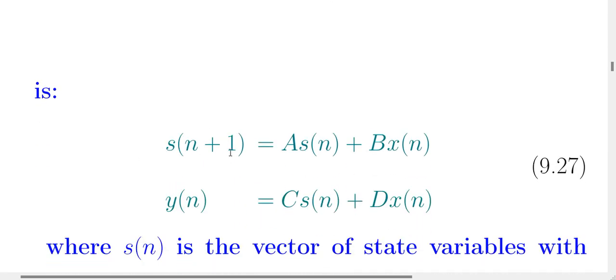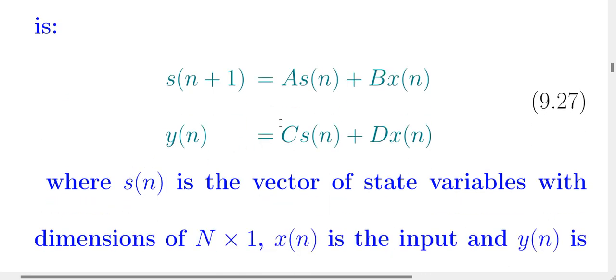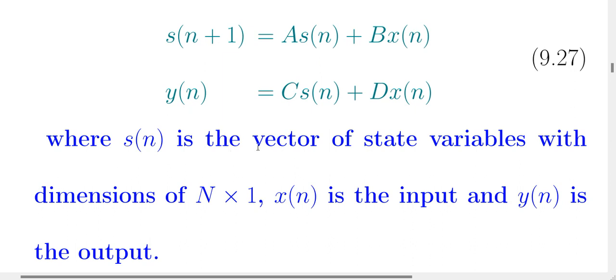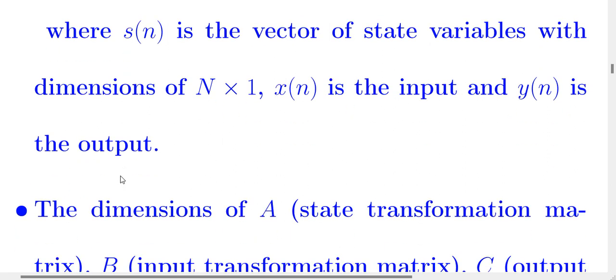S[n+1] is equal to capital A times S[n] plus capital B times x[n], and y[n] is equal to capital C times S[n] plus D multiplied by x[n], where S[n] is the vector of state variables with dimensions of N times 1, x[n] is the input, and y[n] is the output, both scalar.